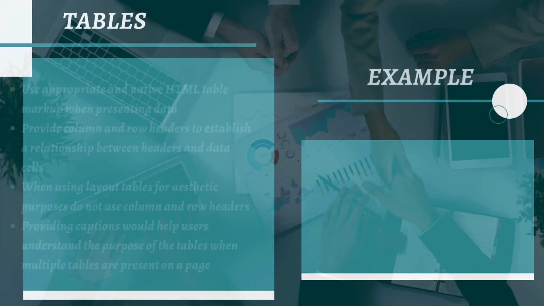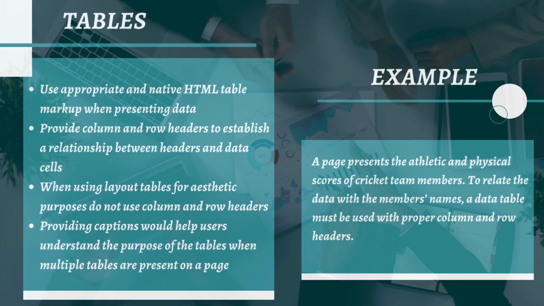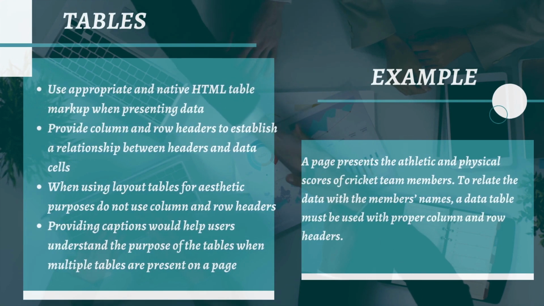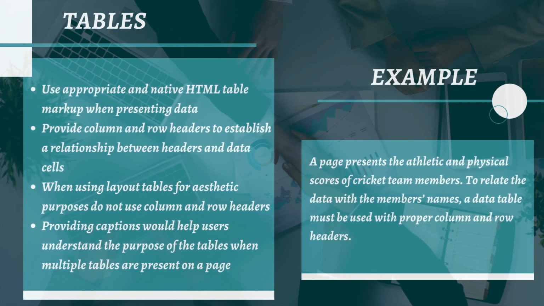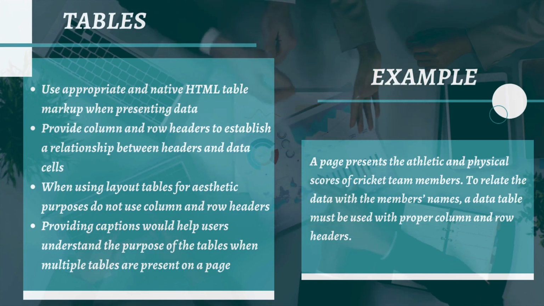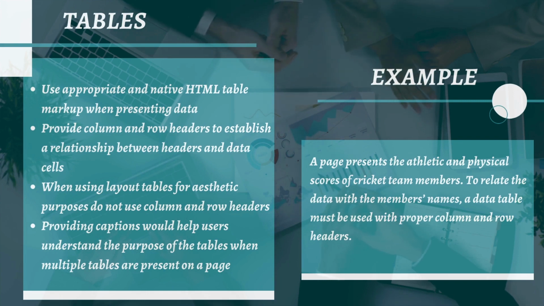One should use appropriate and native HTML markup when presenting data. One should provide column and row headers to establish a relationship between headers and data cells. When using layout tables for aesthetic purposes, one should not use column and row headers. One should provide captions that would be helpful to users to understand the purpose of the tables when multiple tables are present on a page. Let's look at one example. A page presents the athletic and physical scores of cricket team members. To relate the data to the members' names, a data table must be used with proper column and row headers.